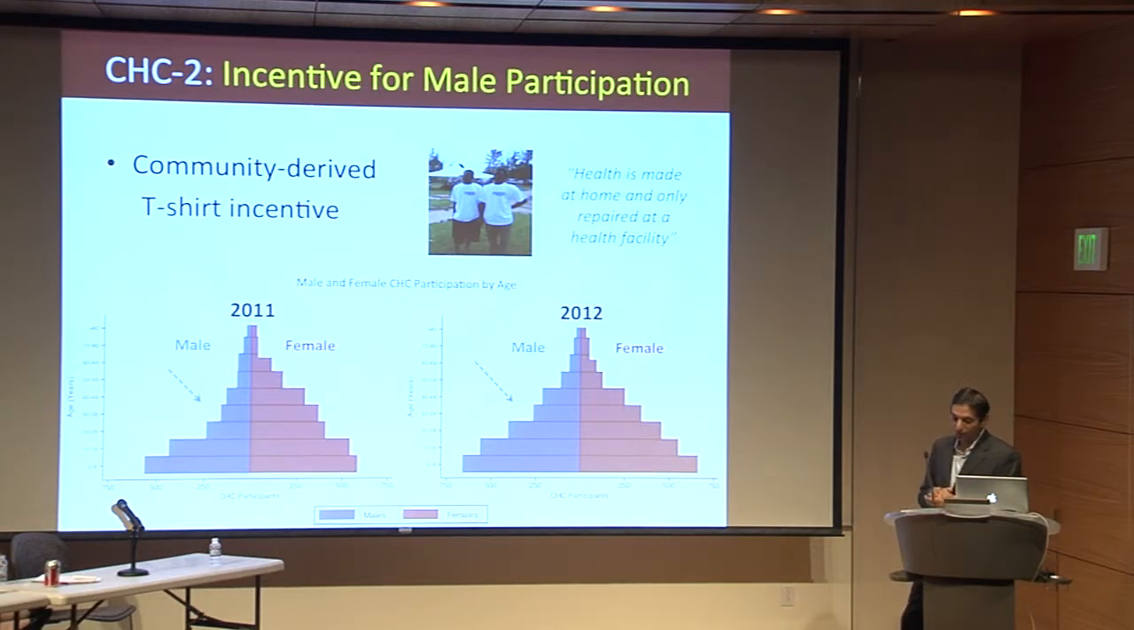This was a T-shirt incentive imprinted with the logo that health is made at home and only repaired at a health facility. So this was offered to men who then participated in the 2012 campaign. And what you can see in the figure in the lower right is the same age and gender histogram, and you can see an improvement in the male participation in the age brackets that were problematic. In this second campaign, when we did adjusted multivariate analyses comparing the people who participated to the people who didn't, and looked at predictors of not showing up to the campaign, gender was actually not a significant predictor, so that was encouraging.